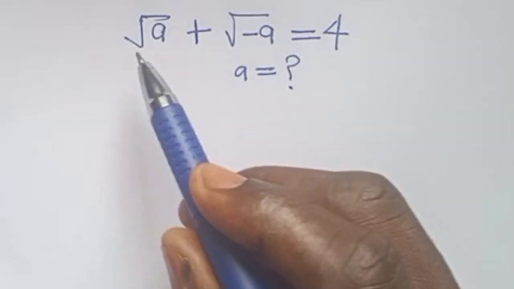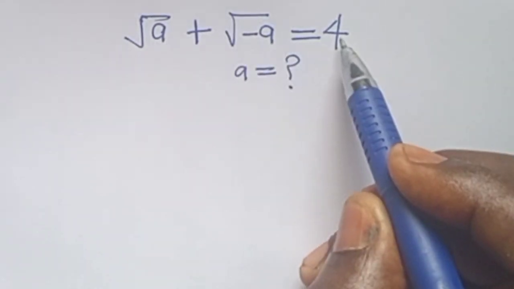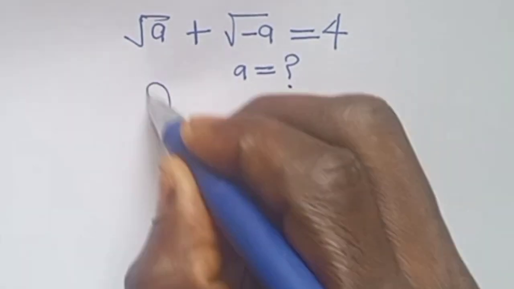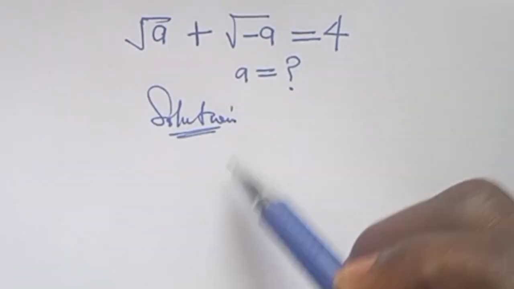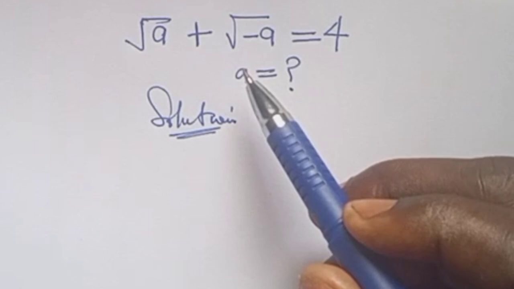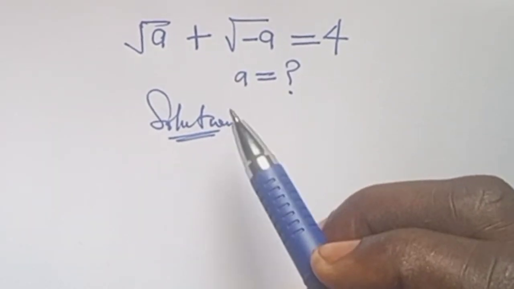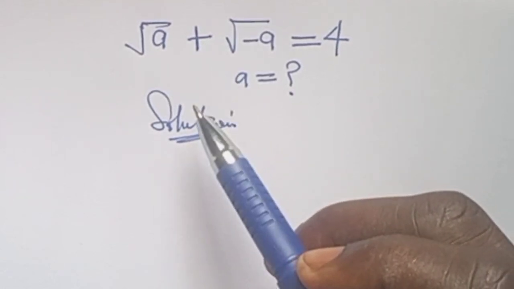Hello everyone, so today we have the square root of a plus the square root of minus a all equals to 4. So a is the unknown and we're going to solve together. Let's seek solution. This is a very tricky Olympiad math question, but I'm going to solve it using the simplest method possible. So stay tuned to the end because I will also verify the solution if it is correct in the end.